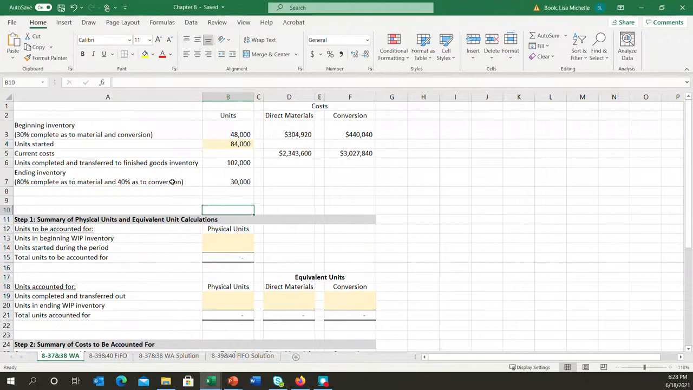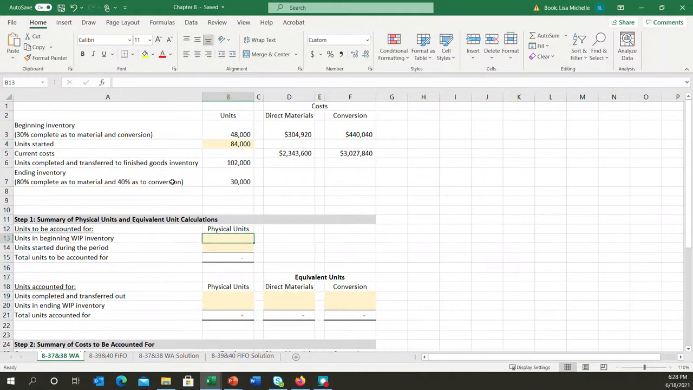Now in step one, I'm simply listing units. I'm not getting into cost, and I'm just looking at the number of units that I need to account for versus accounting for those units as either being transferred out or in ending inventory. I also need to convert those accounted for units into equivalent units.